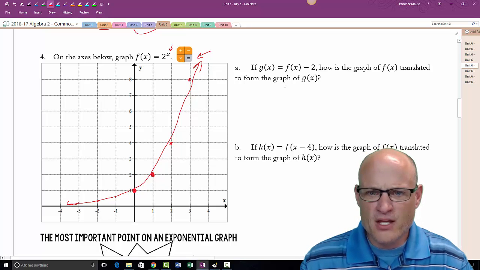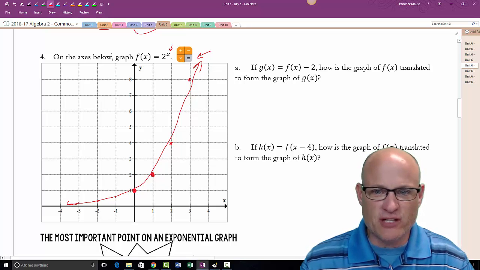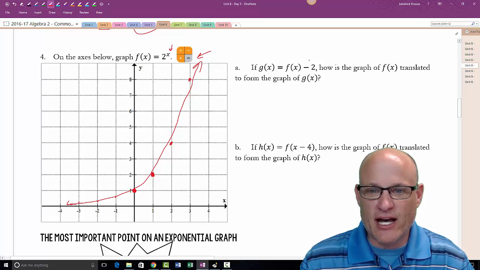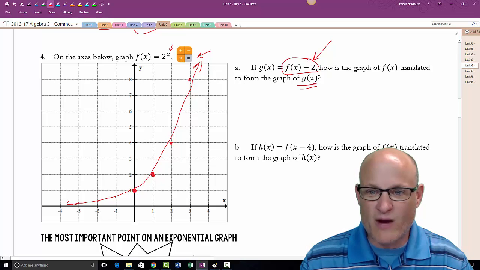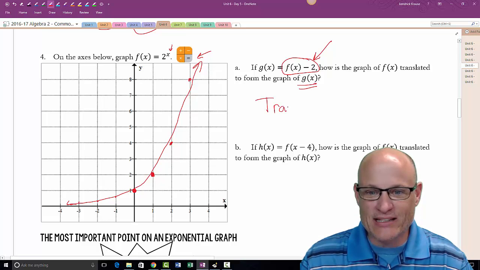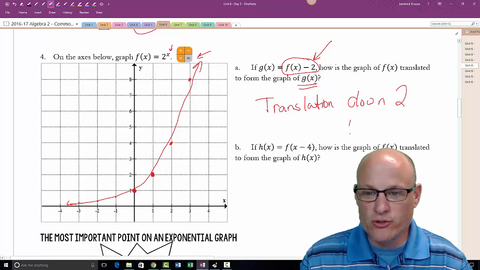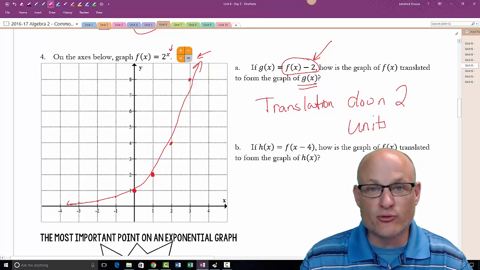All right, so now we're going to talk about g of x. g of x is the same as f of x, but minus 2. How is the graph of f of x translated to form g of x? Okay, so if we're subtracting on the outside, this is a translation down 2 units. Whatever the units are, it's down 2 units.